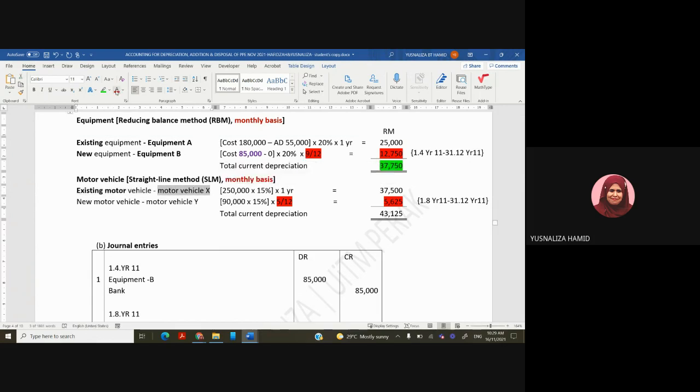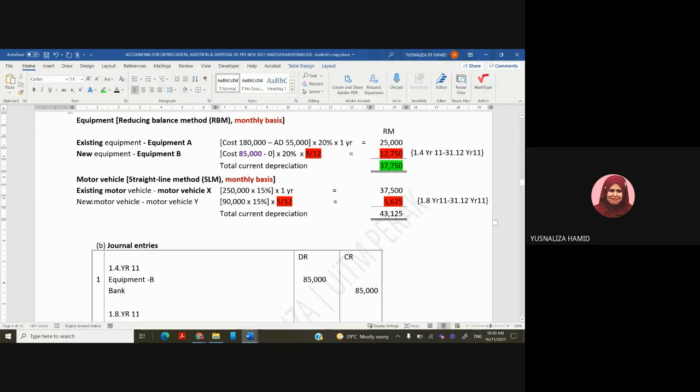So for motor vehicle X, I calculate it separately. The reason is because motor vehicle X were from the previous balances. So motor vehicle X, we are going to take 250,000. Remember, this is straight line method. So that is the depreciable cost times 15% the rate times 1 year because you charge full year for the existing asset, right? And you have 37,500.